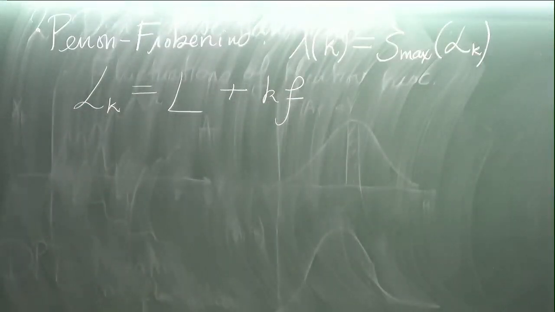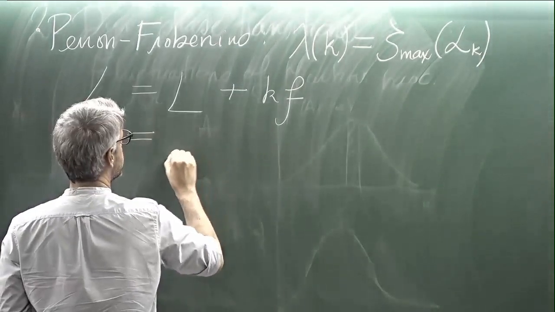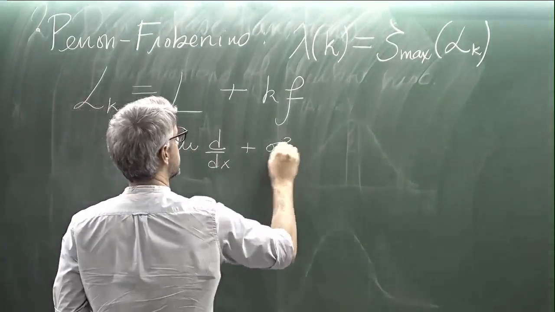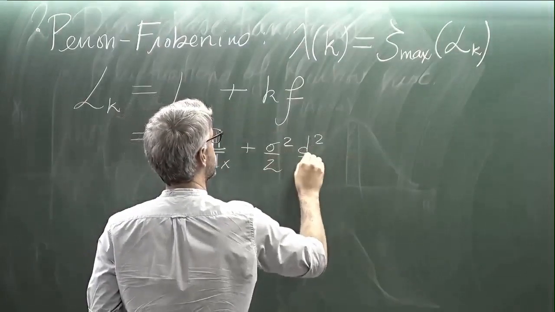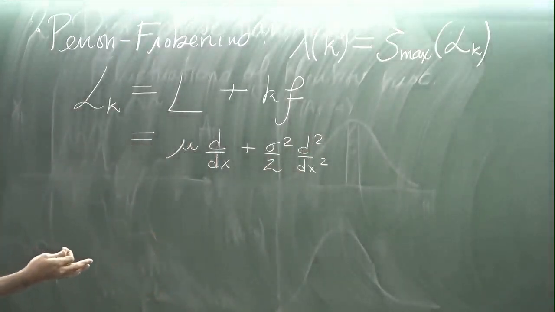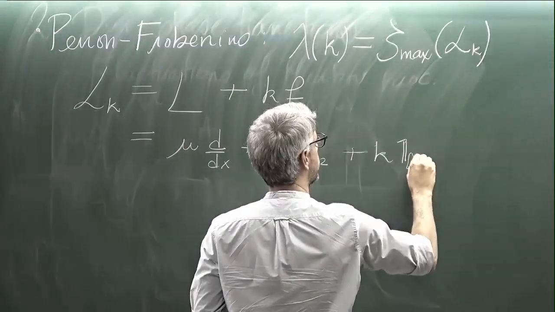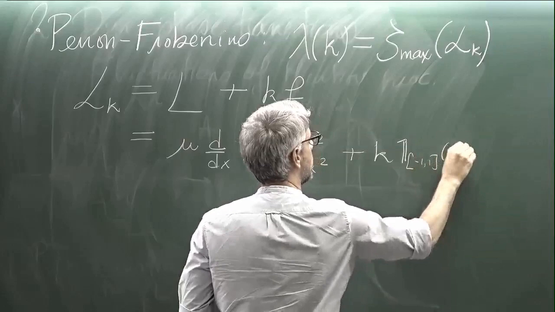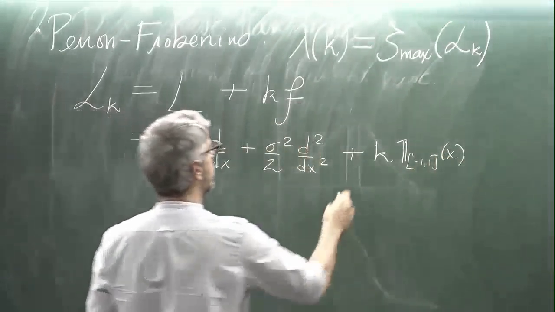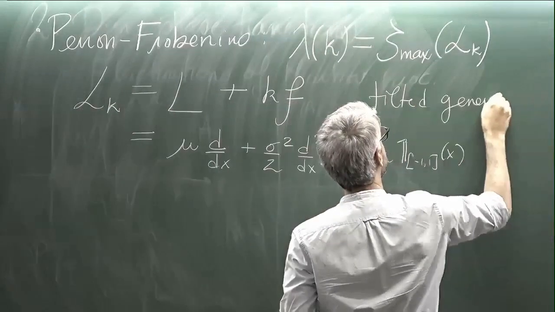For my process, the drifted Brownian motion, this is easy. This is mu d/dx plus sigma squared over 2 d squared/dx squared. This is the generator of drifted Brownian motion plus k times the indicator function over the interval. We call this the tilted generator. This is a linear operator.